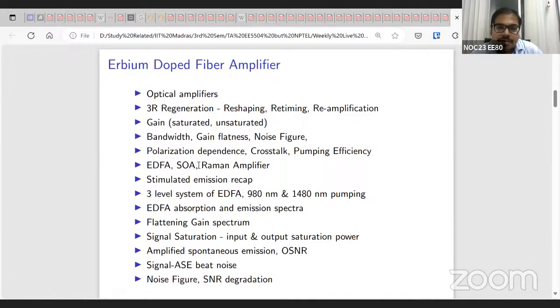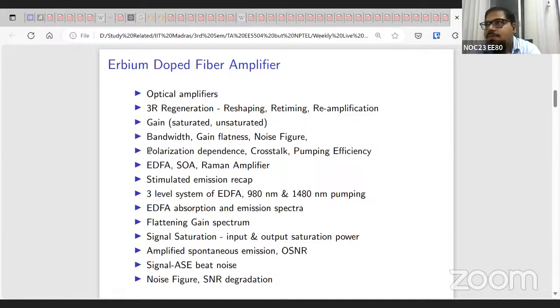Then we talked about bandwidth. For example, what kind of wavelength ranges can you use that optical amplifier for? Then gain flatness, how gain is varying with frequency. And one very important concept is the noise figure, how using this amplifier will degrade your signal. It will add some noise. You can consider it as white noise.